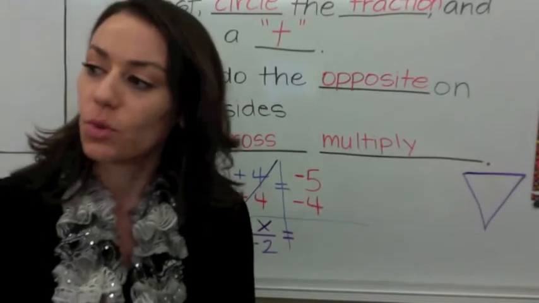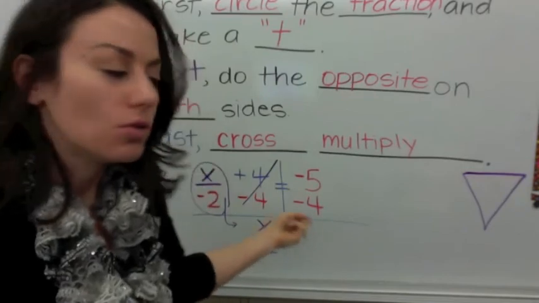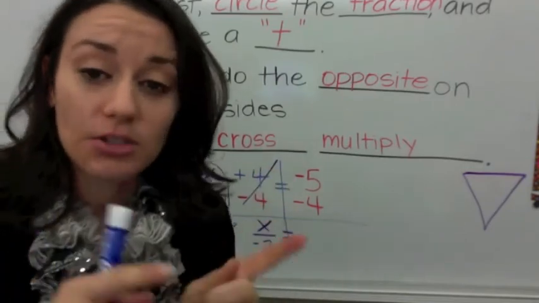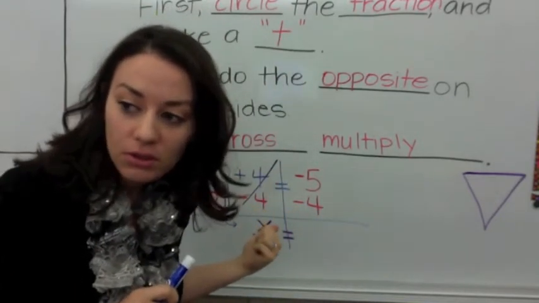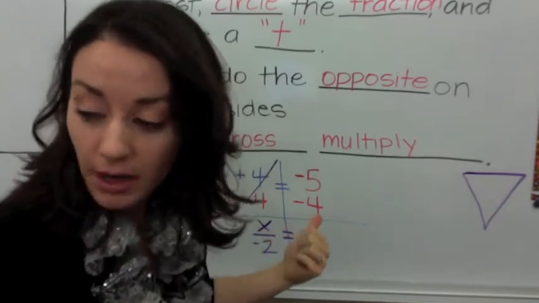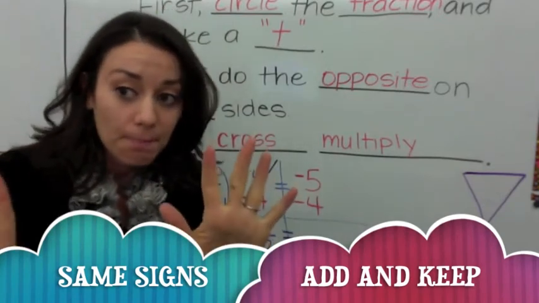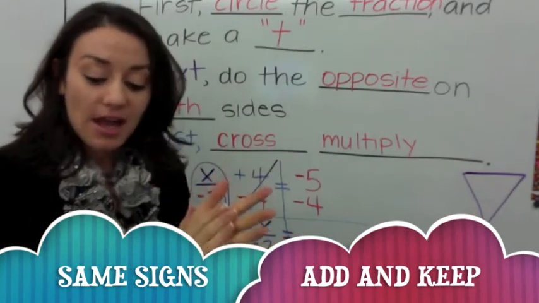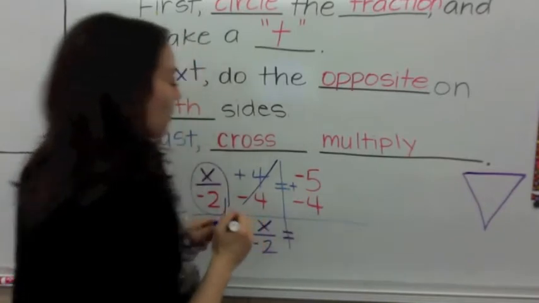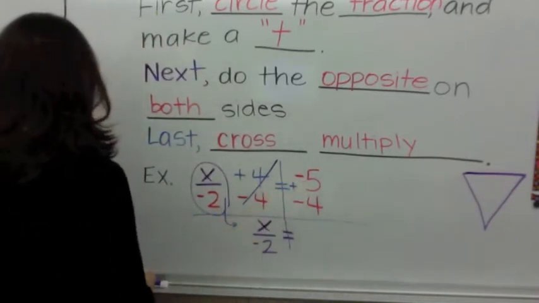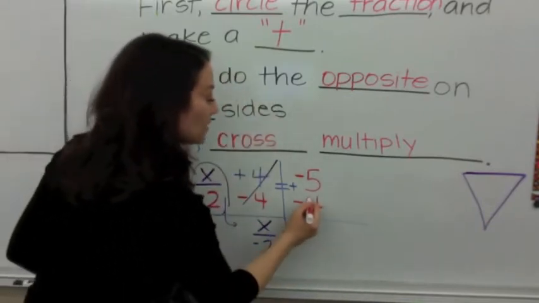This is adding integers. Why is that? Doesn't it look like subtraction? Do these integers have the same sign or different signs? Aren't they both negative? Yes. So we say, same signs, add and keep. Say it again. Same signs, add and keep. So we're going to add these together. We have a -5 plus -4 more. So we're going to keep that negative and add 5 plus 4: 5, 6, 7, 8, 9.